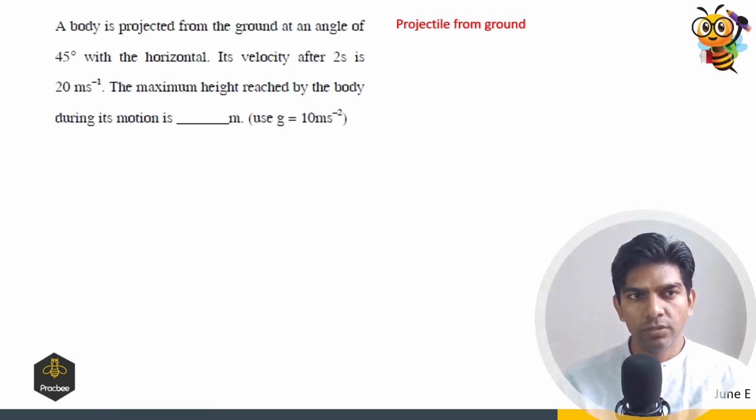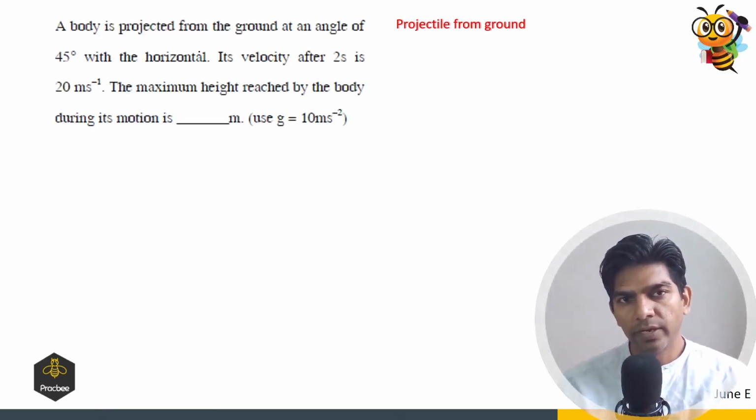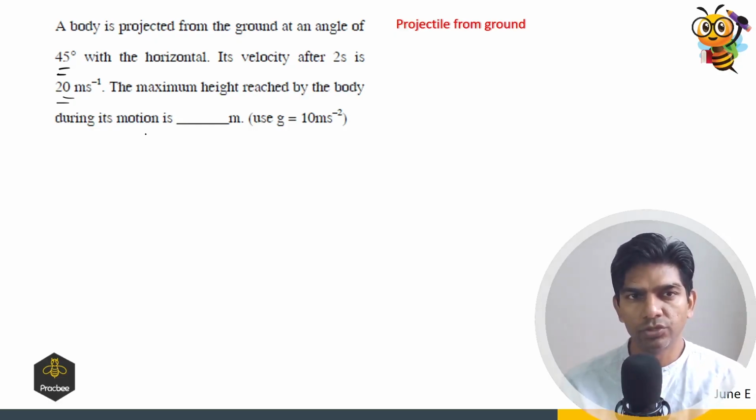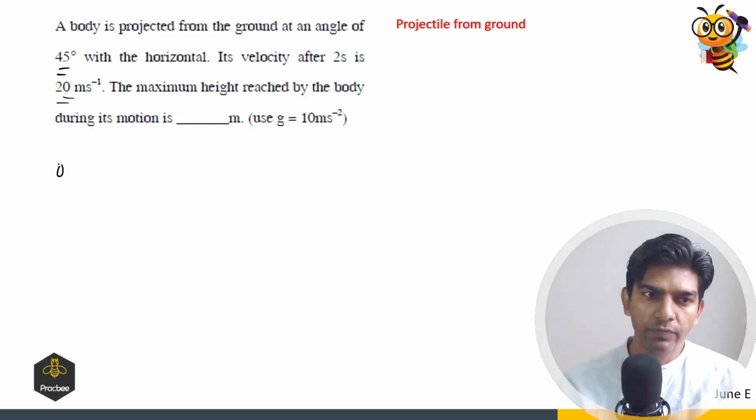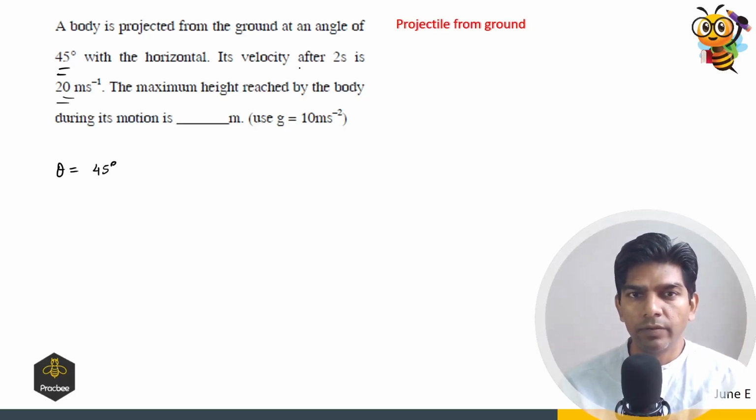Now let us see this question. A body is projected from ground at an angle of 45 degrees with the horizontal. Its velocity after 2 seconds is 20 meters per second. The maximum height reached by the body during its motion. So we are given the angle of projection which is 45 degrees and the velocity after 2 seconds is 20 meters per second.